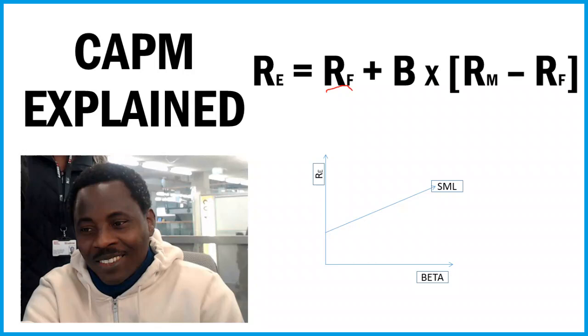to determine our expected return. So this is expected return. We want to work towards our expected return. We need to find what our risk-free rate is. So what is risk-free rate?